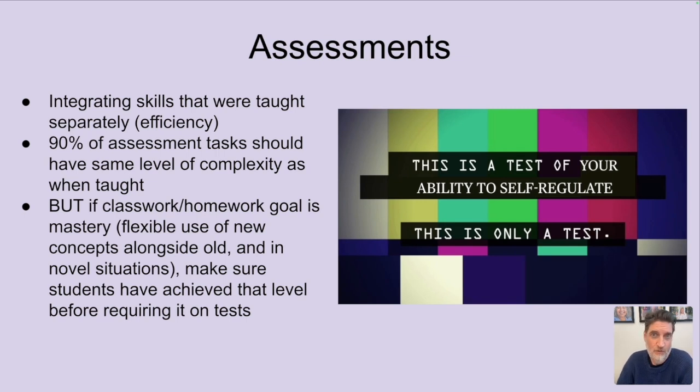Ideally, in my perfect world, maybe 90% of the tasks on an assessment should be the level of complexity at which the things were taught. They shouldn't be integrated skills, except that last 10% when we really are trying to judge mastery, actual mastery. Are they able to flexibly use new concepts alongside old concepts in novel situations? Having that be how high of an A you get seems reasonable to me. I'm sure other people have different ideas.